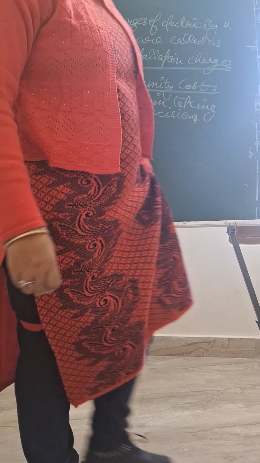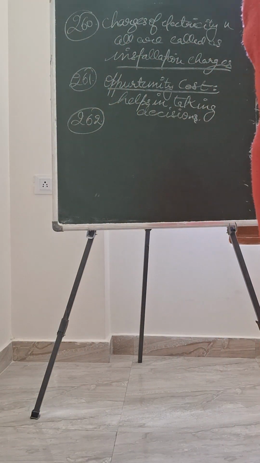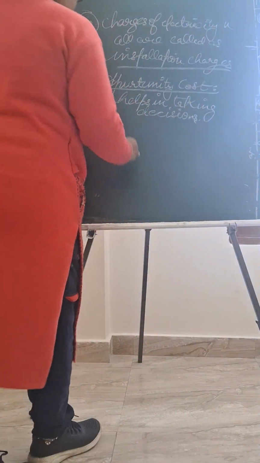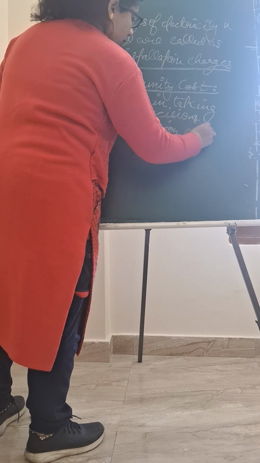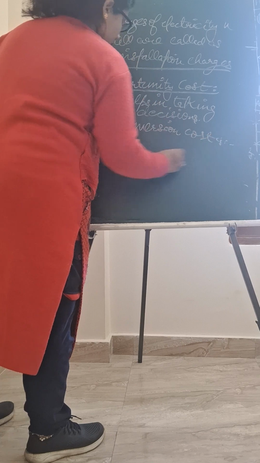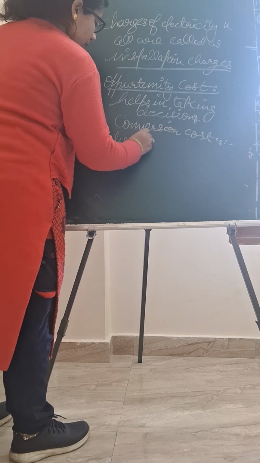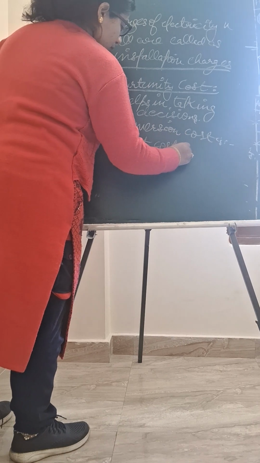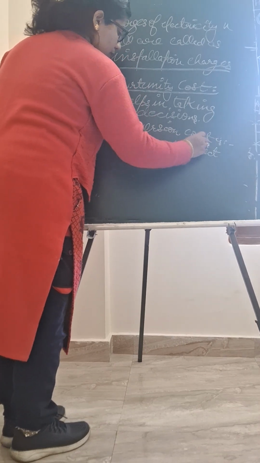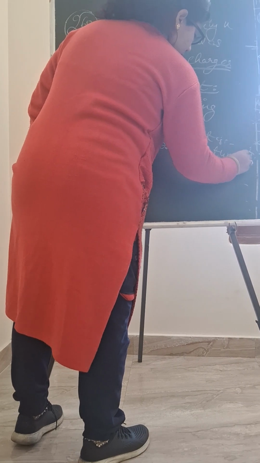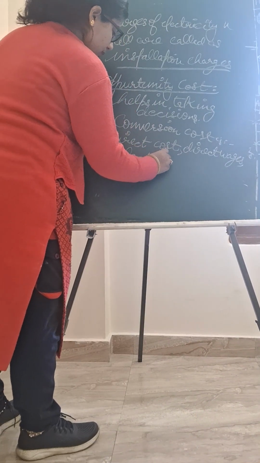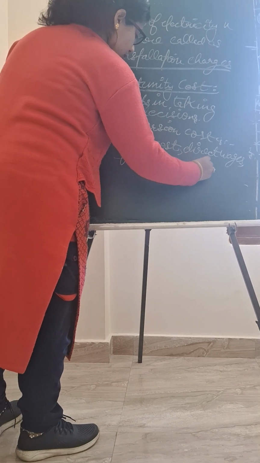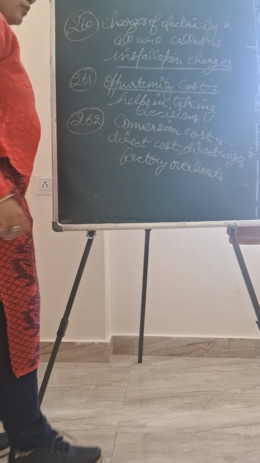After opportunity cost, next we have conversion cost. What is conversion cost? Conversion cost is the sum of direct cost, direct wages, direct overheads, and the factory overheads. So it is part of conversion cost.